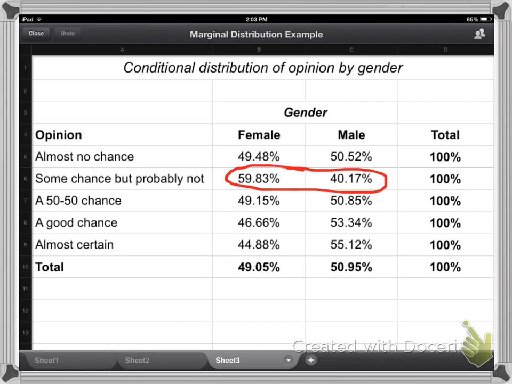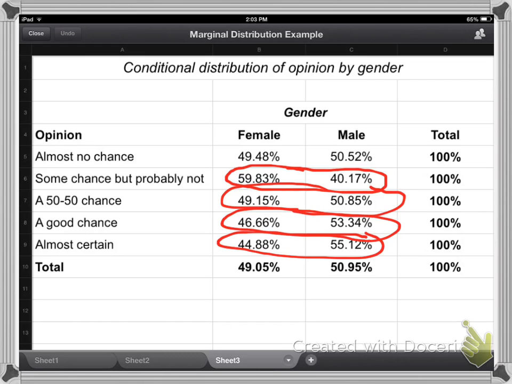Excuse me, I take that back. 60% of the people who said that they had some chance, but would probably not become rich, were women, whereas only 40% of people who said that were men. Excuse me, I said that incorrectly to begin with. But what looking at the data this way does is allow us to see how different the distribution between the two genders is for each opinion type. And I think that's about it as far as conditional distributions go.